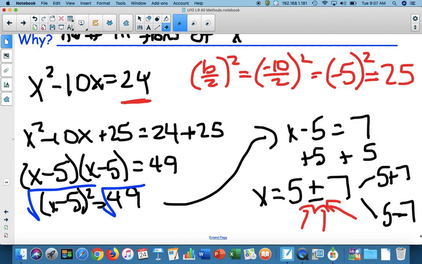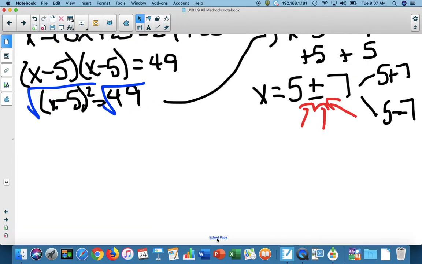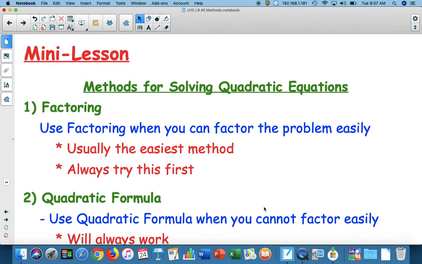Alright. Let me extend this page for you guys a little bit. Oh, hold on, I dropped my pen. Alright. So to show you guys down here, we have 5 plus 7. Oh, sorry about that.